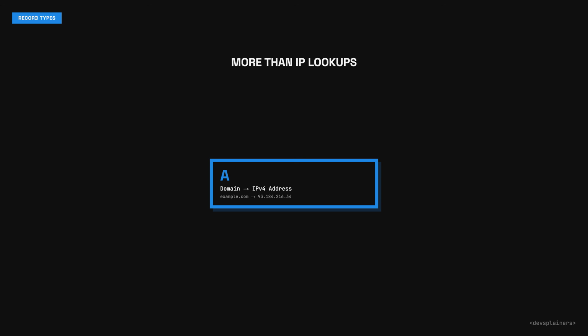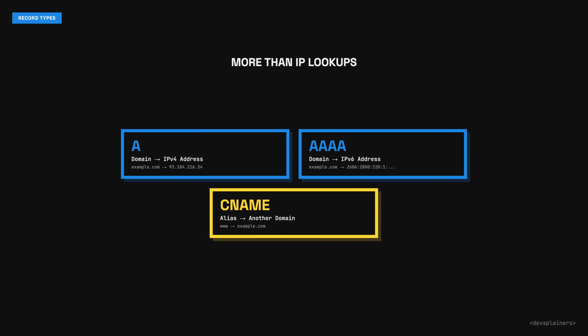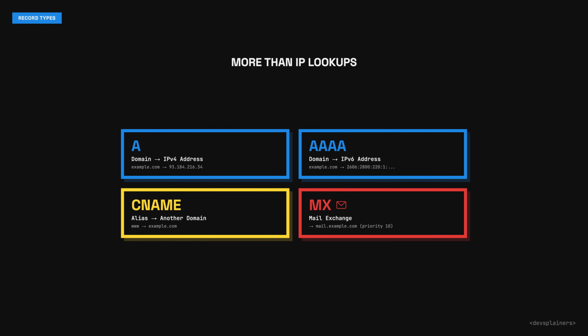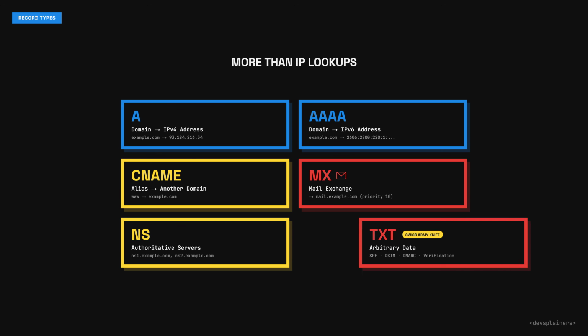DNS isn't just IP lookups. You'll touch a handful of record types constantly. A records map a domain to an IPv4 address. AAAA does the same for IPv6. CNAME creates an alias, pointing one domain to another, common for CDNs and platforms. MX records route email. They tell the world where to send your domain's email. NS records define which servers are authoritative for your domain.